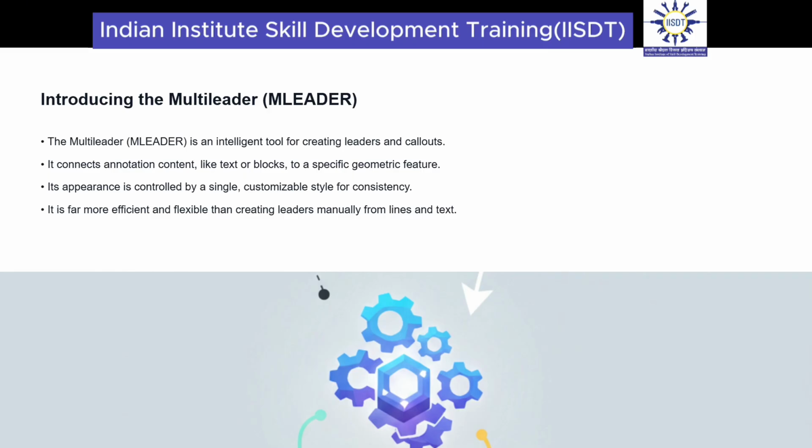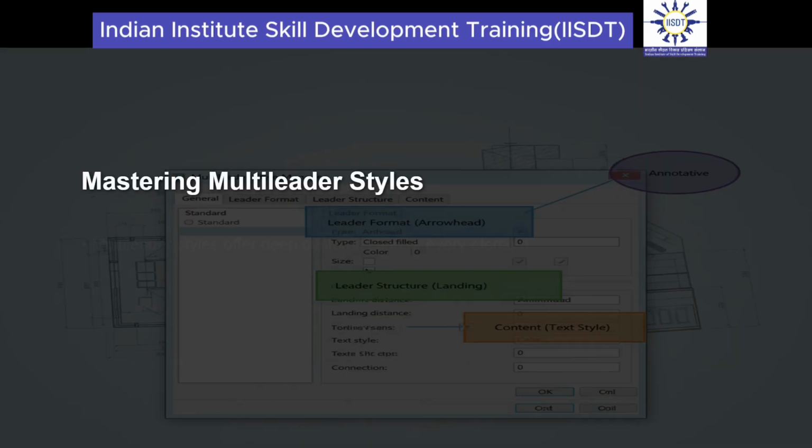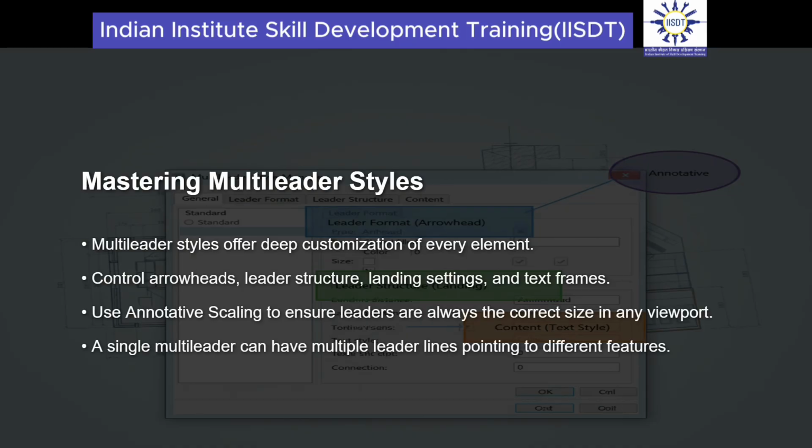What makes the multi-leader so powerful is that it is a style-based object. This means you don't have to worry about drawing a line, adding an arrowhead, and creating a piece of text as three separate entities. Instead, you define a multi-leader style that controls every aspect of its appearance, from the arrowhead size and type, to the text font and height, to the presence of a landing line. Once the style is set, every multi-leader you create with that style will be perfectly consistent. This not only saves an enormous amount of time, but also enforces drawing standards, ensuring a professional and uniform look across all your documentation. It's a huge leap in efficiency compared to the old manual methods.